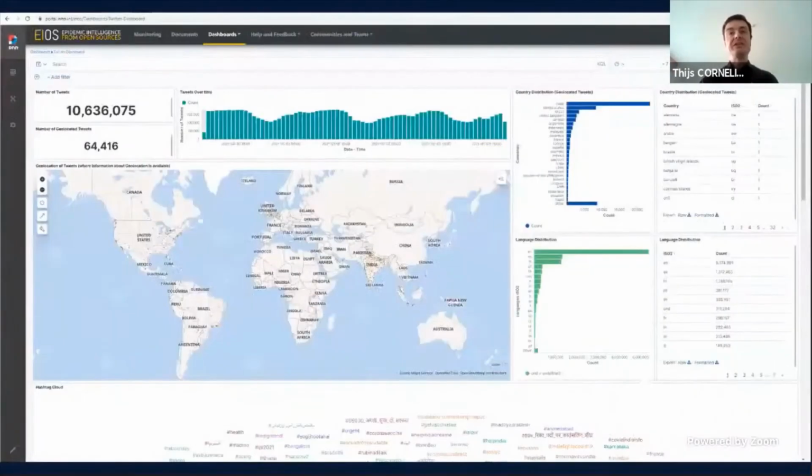And then on this last slide, you just see the same Twitter dashboard, but you see the different filters that people can apply. You can filter by country, by language, etc. And you also see the distribution across the map of all these different tweets.